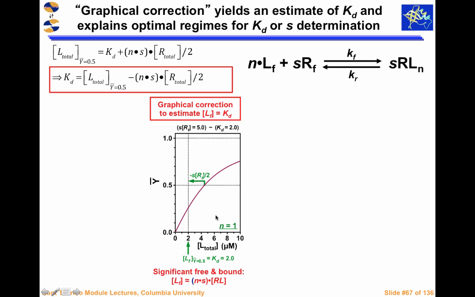But anyway, this is the regime that we first analyzed. We have significant free and bound ligand at 50% saturation. So at 50% saturation, the free ligand is roughly equal to the bound. The free ligand is the KD.